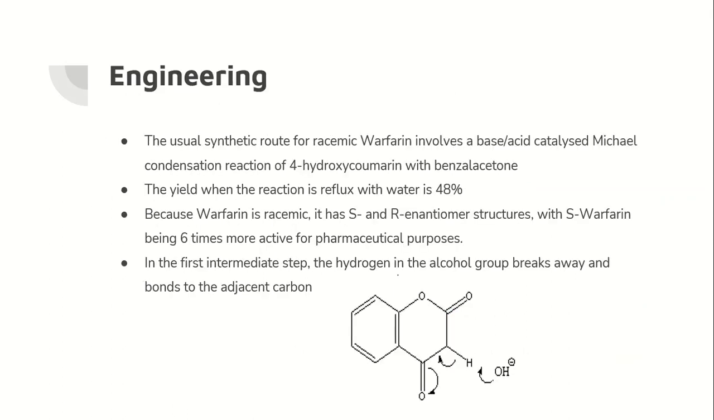The usual synthetic route for racemic warfarin involves a base or acid catalyzed condensation reaction of 4-hydroxycoumarin with benzyl acetone. The yield when the reaction is refluxed with water is 48%. Because warfarin is racemic, it has S and R enantiomer structures, with S-warfarin being 6 times more active for pharmaceutical purposes. In the first intermediate step, the hydrogen in the alcohol group breaks away and bonds to the adjacent carbon.